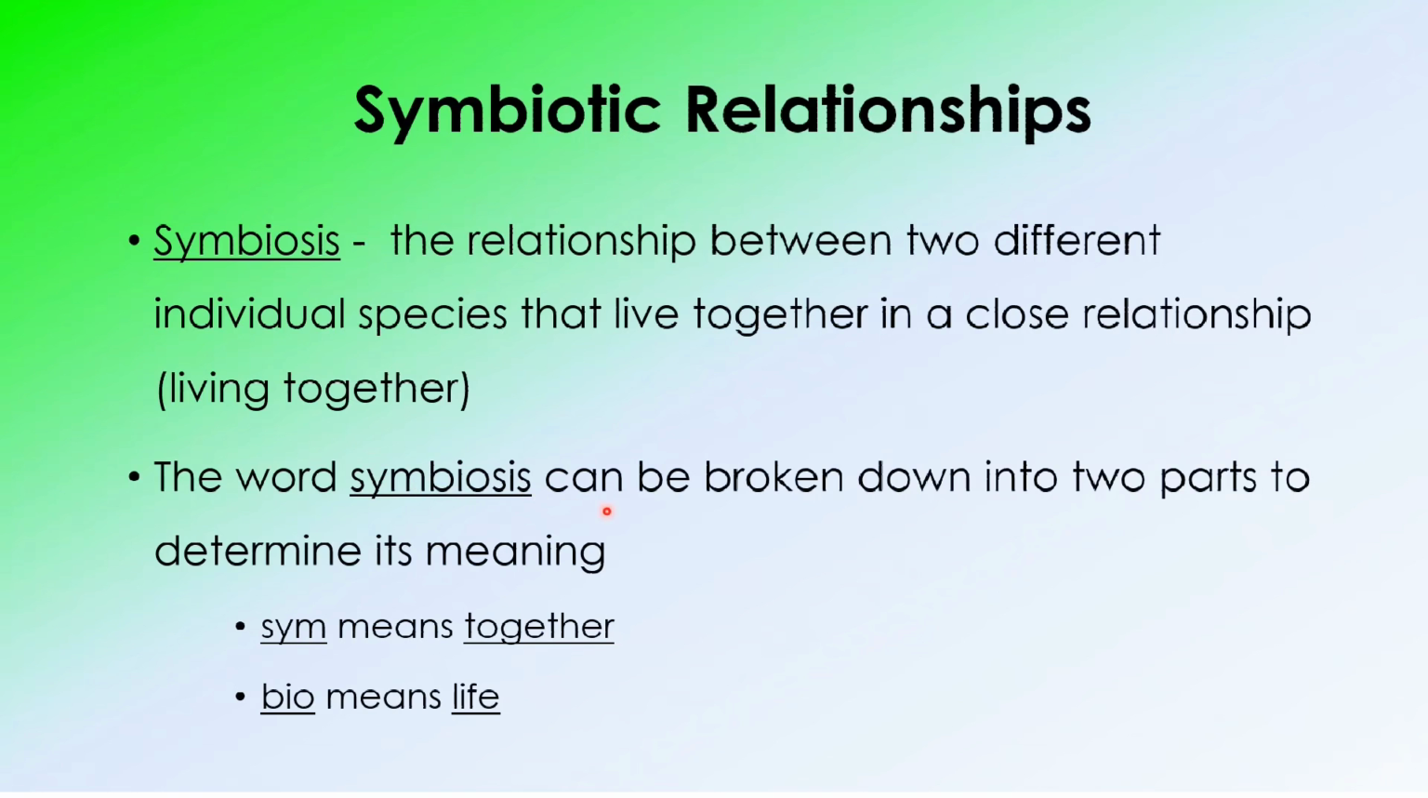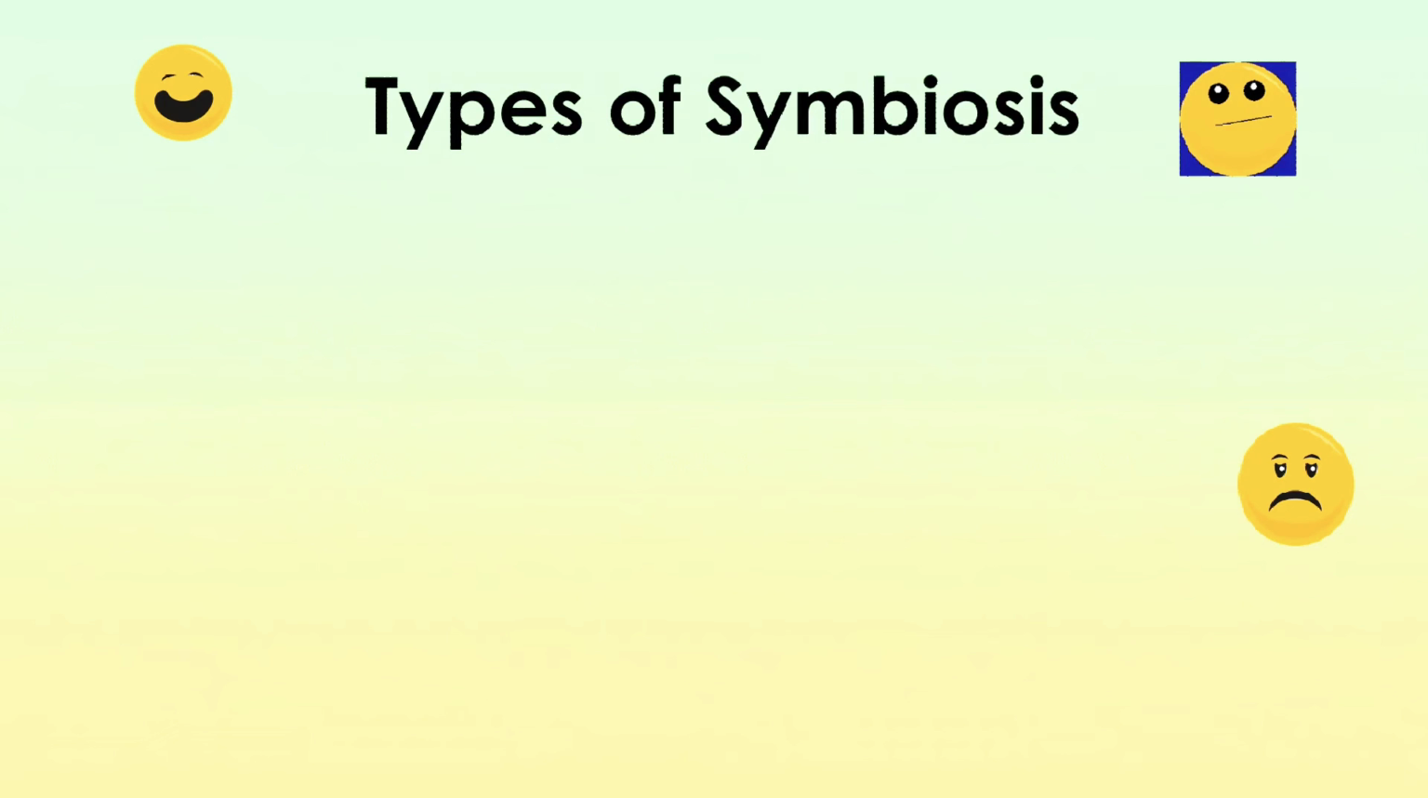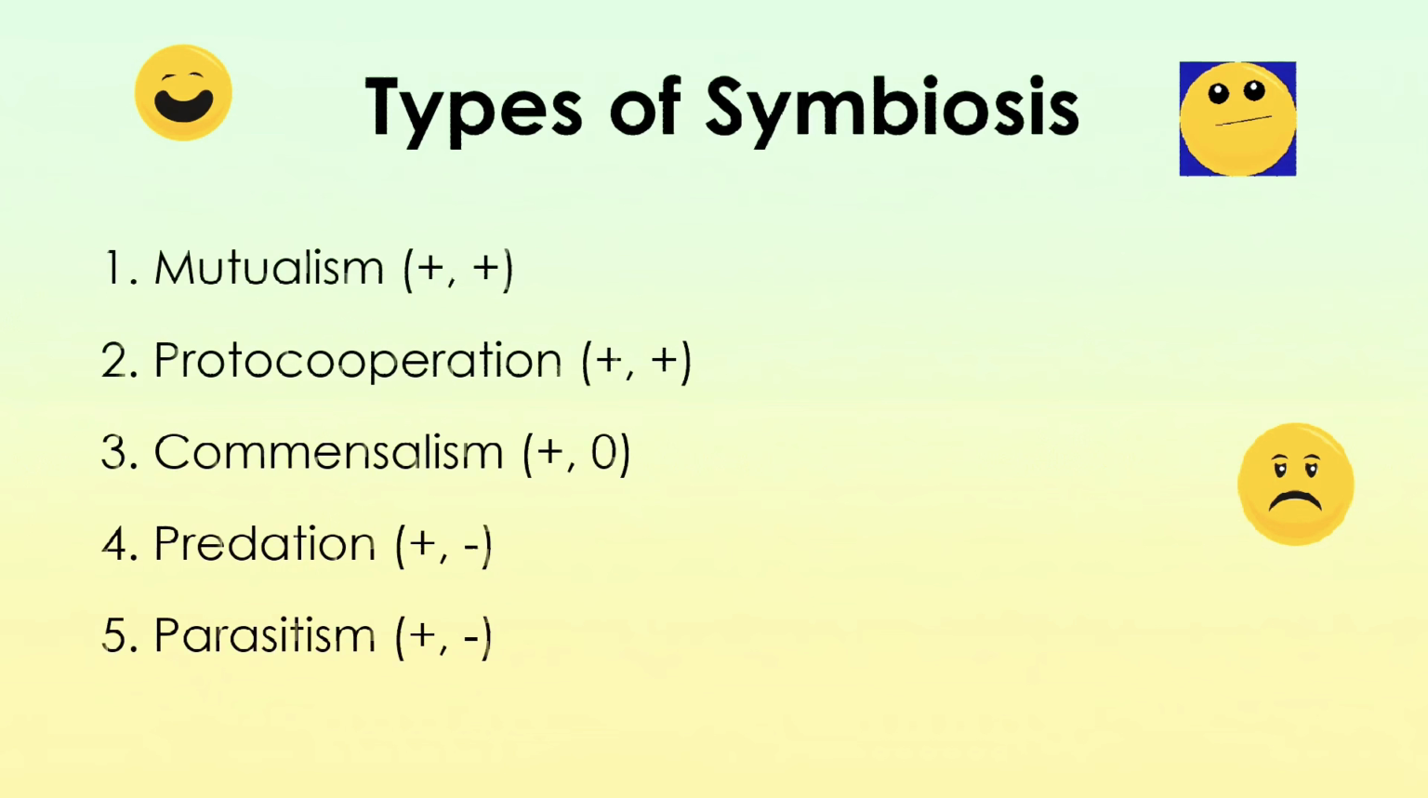The word symbiosis can be broken down into two parts to get the real meaning. Sim means together. Bio means life. So it is the life of two organisms that live together in the environment. There are certain types of symbiosis, or what we call symbiotic relationships, in the environment. We'll be talking about 5 of them.